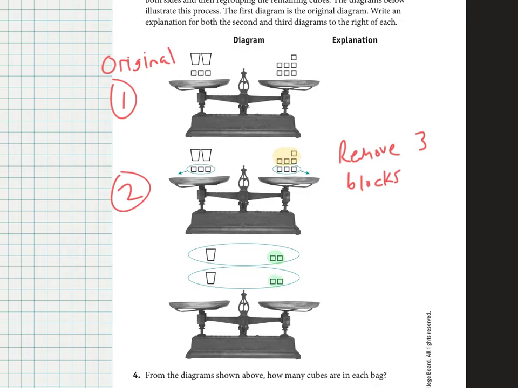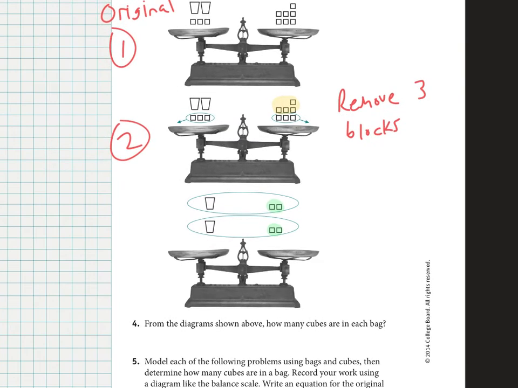Okay, so based on doing it with this method, how many cubes are in each bag? Same as we got before. This just gives you a way to visualize it. There are 2 in each bag.